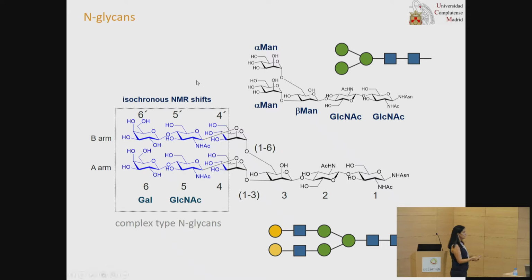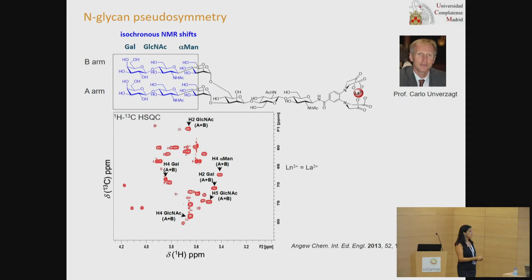But we are mainly focused now on complex type N-glycans, but our method can also be applied to high mannoses, and we would like to test it also with high mannoses. In the case of complex type N-glycans, you have 2 additional GlcNAc units and 2 additional galactoses at the branches. This is the general structure that all of us have in our proteins. In order to test the method, we designed, in collaboration with Professor Carlo Unverzagt, this biantennary N-glycan, bearing a lanthanide binding tag here.